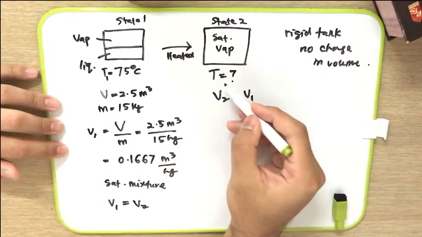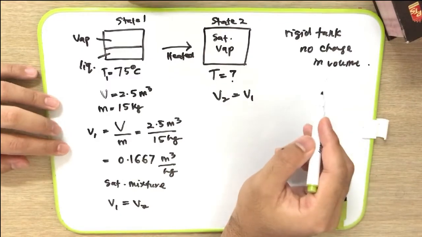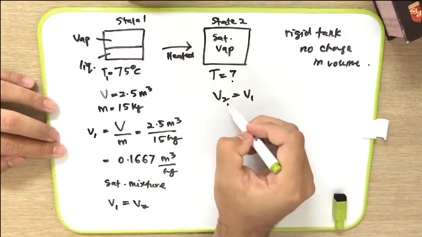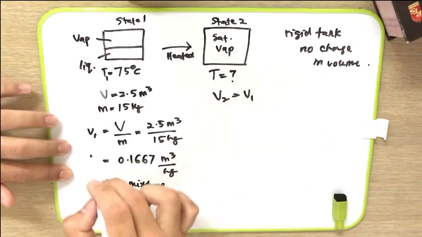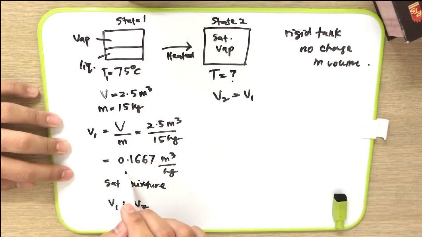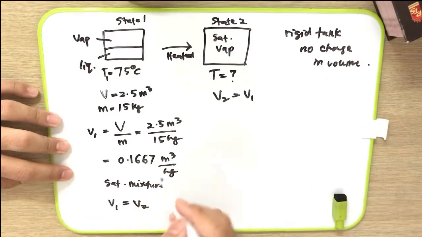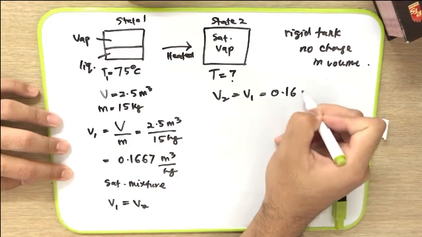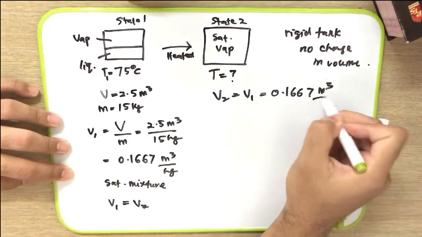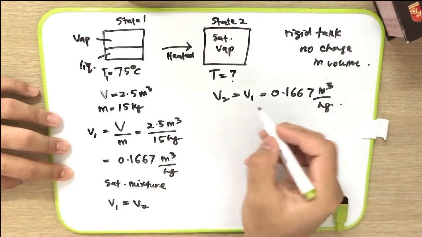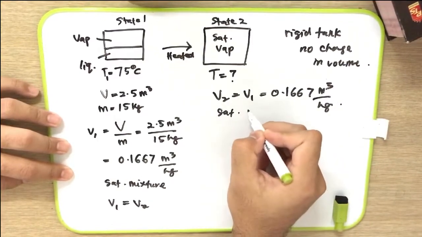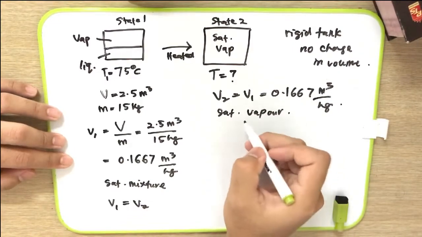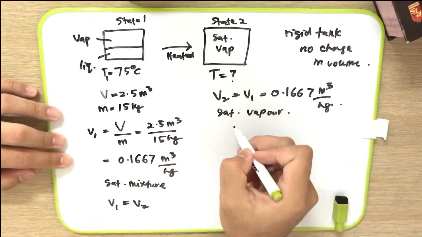So in order to find T at state 2, we need to have at least two pieces of info. The first info is saturated vapor, and the second info is v2. We already calculated v1 before, which is 0.1667, and it is equal to v2. So v2 is equal to v1 is equal to 0.1667 meter cube per kg, and the phase here is saturated vapor. Because it is saturated, we can find any data from the saturated table.